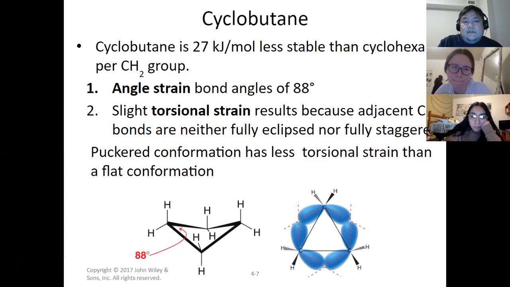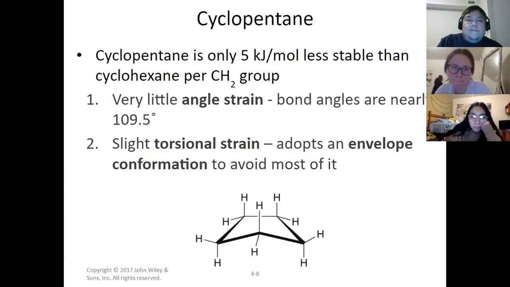There's too many things going on. If you look at cyclopentane, this is slightly a little bit better, but now you have something called slight torsional strain. And basically, it makes something called an envelope conformation. So if you think of an envelope, the front lifts up, like you're folding it back like that.